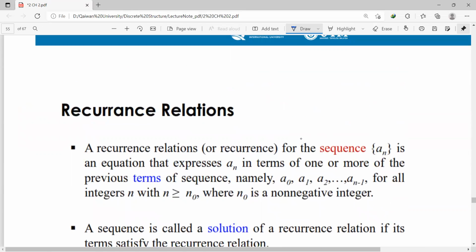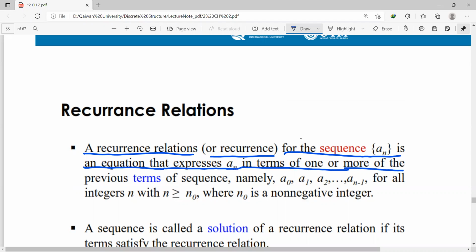When you have recurrence relations, a recurrence relation for a sequence A_n is an equation that expresses A_n in terms of one or more of the previous terms. That means a recurrence relation is a sequence where each term depends on the previous terms. It may depend on the previous one, or it may depend on two or more terms before it.